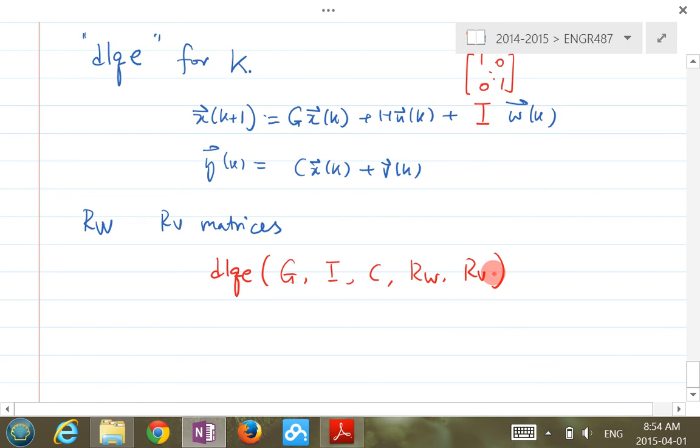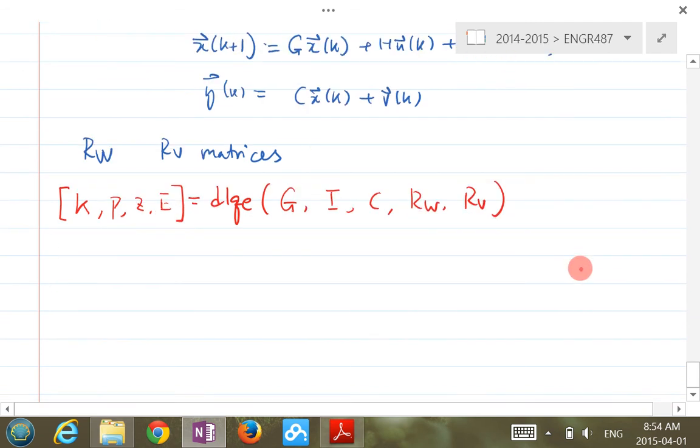What this one returns, you can let it return a number of things. You can just let it return the gain K, that's one thing. You can also let it return a couple of other things: P, Z, E. So what are they then? This P is basically the Riccati solution.